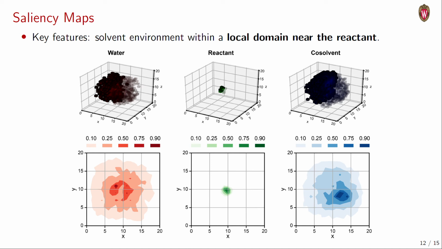Inspection of the saliency map confirms that SolventNet primarily recognizes the features of the solvent environment within a local domain near the reactant. In agreement with the assumption underlying the definition of human-selected descriptors, saliency maps for each channel are further projected from 3D to 2D by averaging saliency values along the z-axis to generate the contour plot. These plots clearly show that the regions near the reactant are most important for predictions. And the size of the simulated volume is sufficiently large that regions far from the reactant are unimportant.